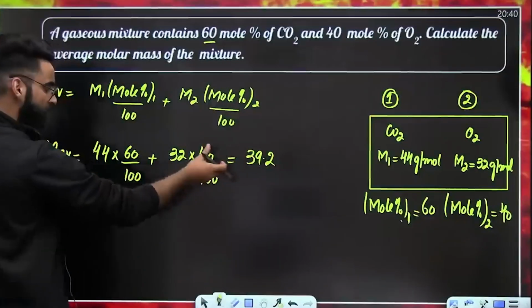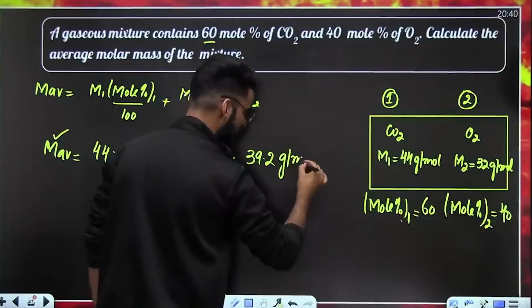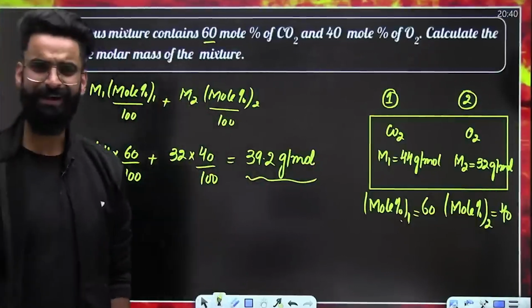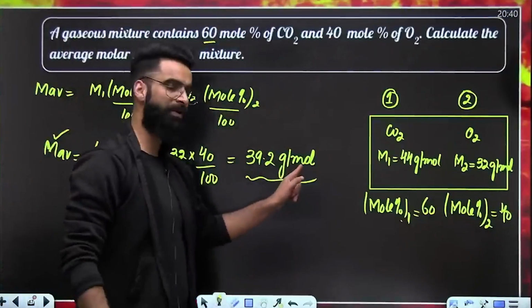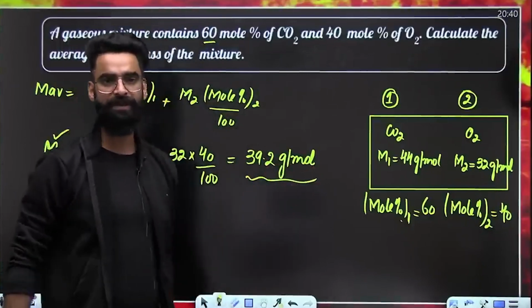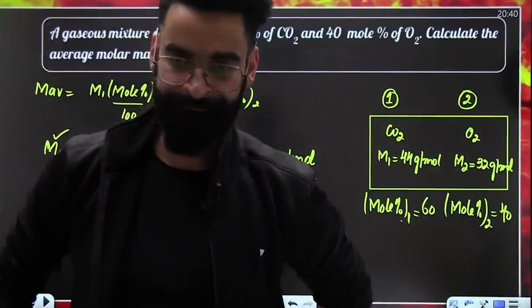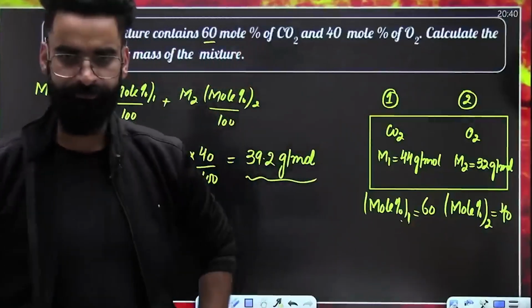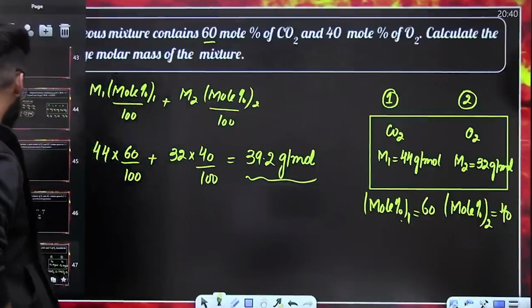So this 39.2, what is it? It is the average molar mass of the mixture. And you know the units of molar mass, it's just grams per mole. That means the mass of 1 mole of this gaseous mixture right now is 39.2 grams. I hope this is super clear. Yeah? Perfect, guys. Simple and basic again.